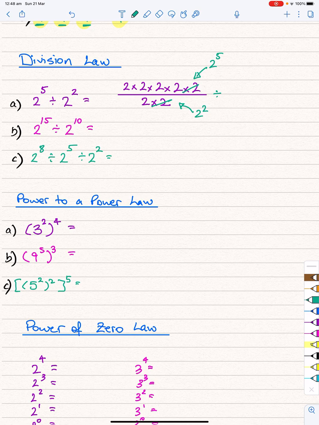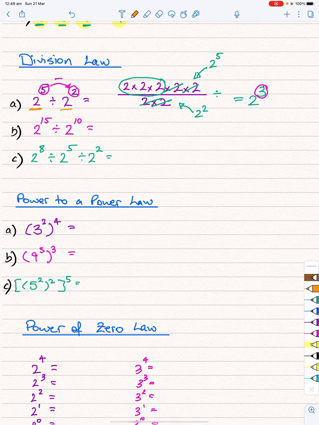And I can see that there's another common 2 in both the top and the bottom. So I'm going to be left with, after I do my cancelling, 2 times 2 times 2, which I can write as 2 to the power of 3. And what I need to note about this answer is that if I look at my powers in my question, the 5 and the 2, and I look at my power in the answer, what I'm doing is I'm subtracting my powers.